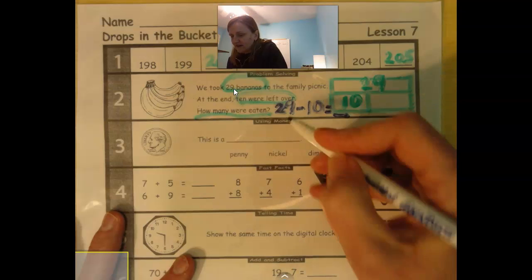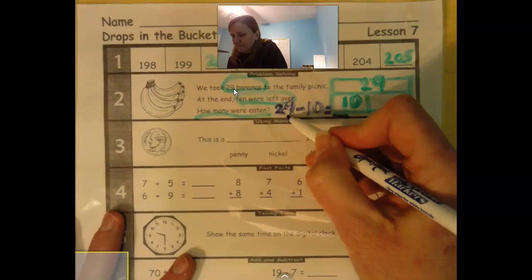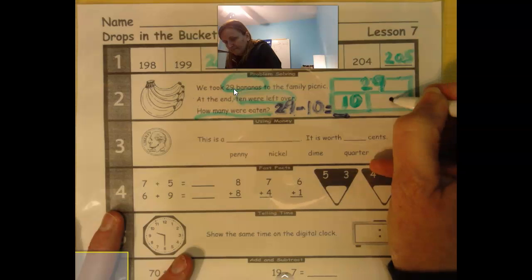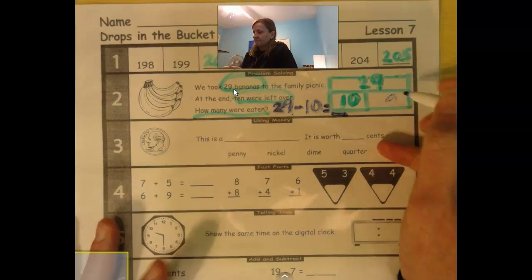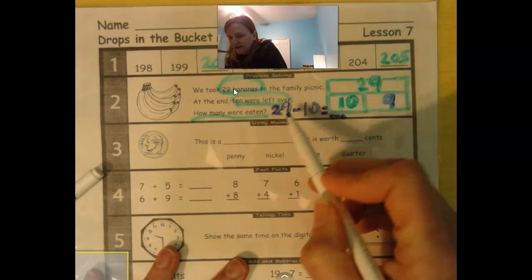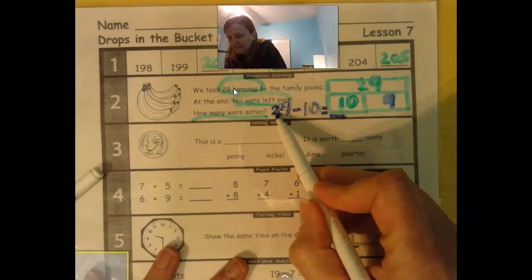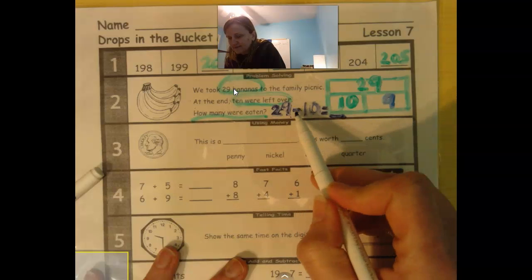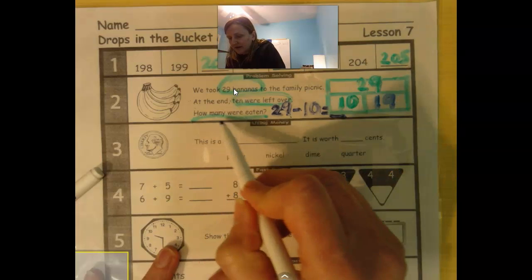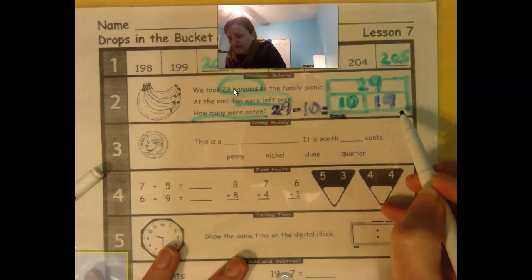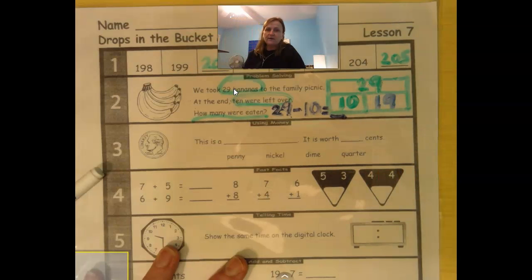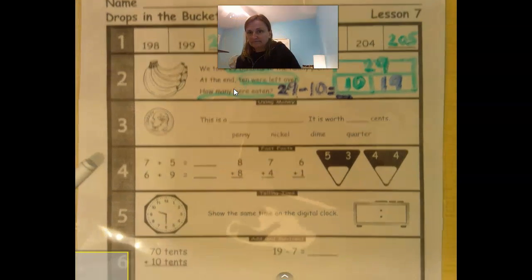But if we just take a look at the ones, we have 9 ones minus 0 ones. We know 9 minus 0 is still 9. It's still 9. And then we're going to look at our tens. We have 2 tens, which is 20, and 1 ten. 2 minus 1 is 1. So your answer is 19. How many were eaten? 19 bananas were eaten. To check it, 10 plus 19 does equal 29. That's called a bar model.